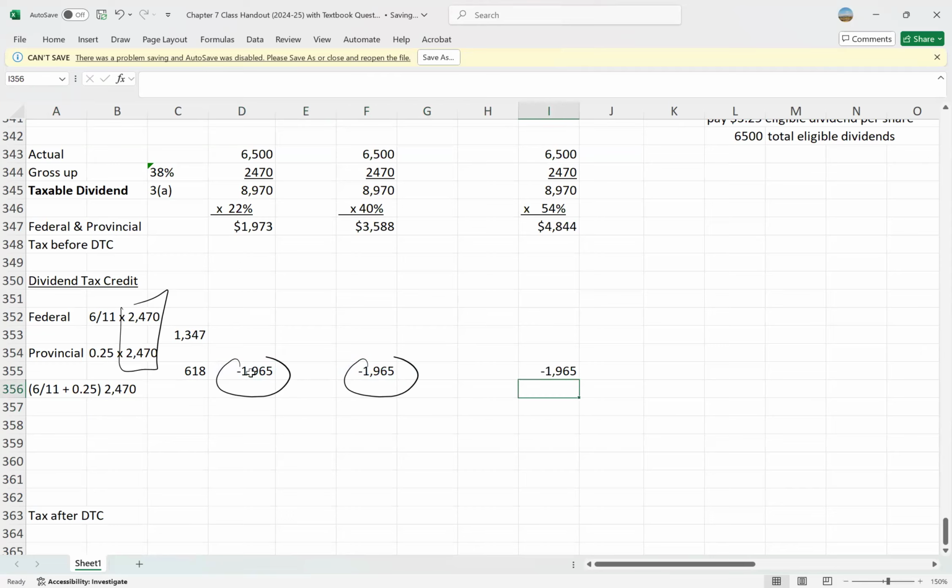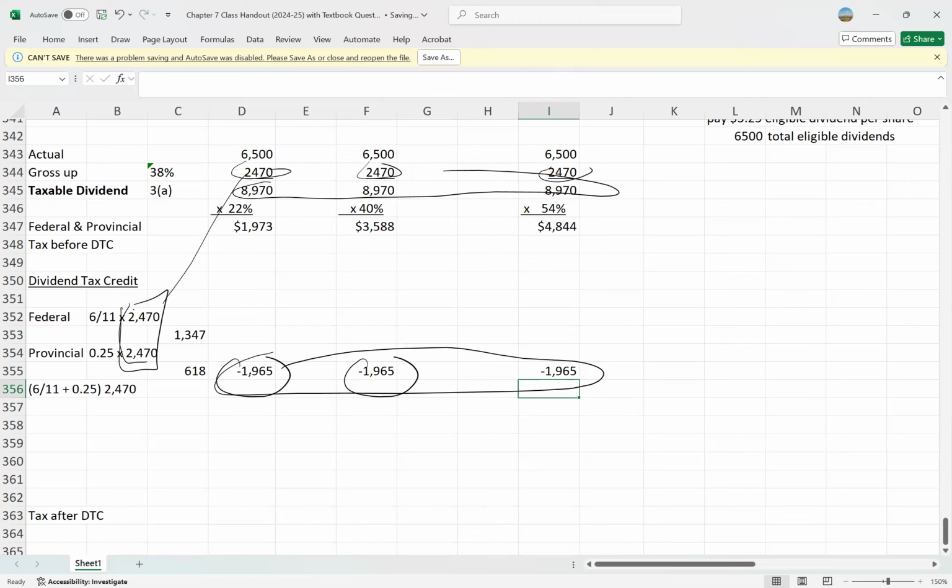Now, this dividend tax credit will be the same for each sister, because remember, the dividend tax credit is based on the gross up, and the gross up was the same for each sister. So the taxable dividend is the same for each sister. The dividend tax credit is the same for each sister. The only difference was their individual tax rates, which resulted in a difference in the amount of taxes that will be paid.